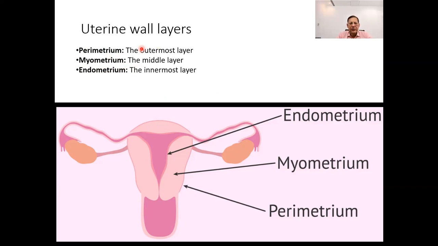The perimetrium is the outermost layer, which is a thin serous membrane, and it covers the uterus all around. Mainly the uterus comprises the layer called the myometrium. This is the middle layer of smooth muscle tissue. It contracts during labor to facilitate childbirth. The third layer is the innermost layer, the endometrium, which lines the uterine cavity. It undergoes cyclical changes during the menstrual cycle. It sheds off if no pregnancy occurs in a cycle, but if pregnancy occurs, it thickens to support the pregnancy.